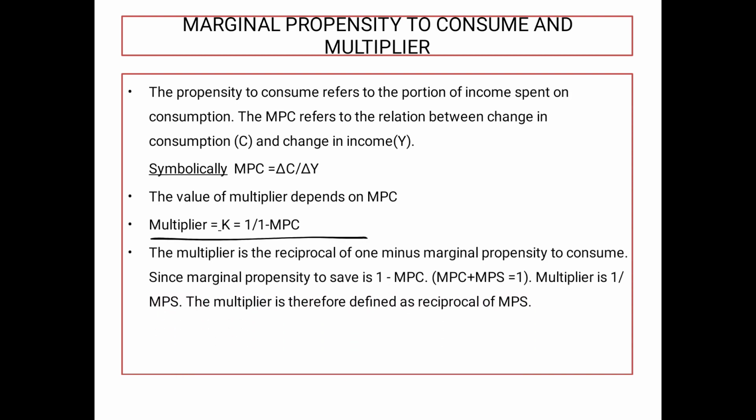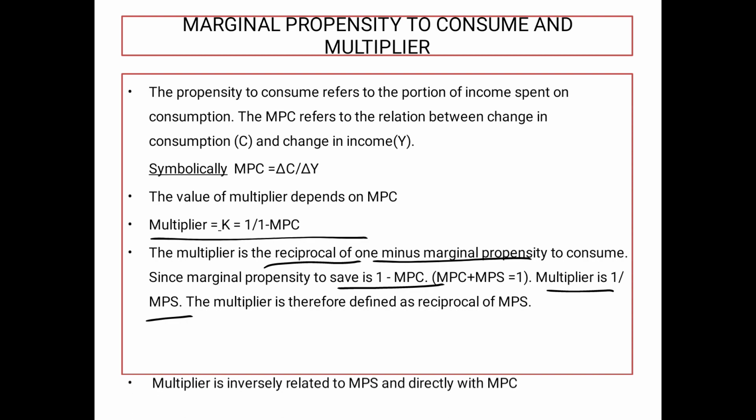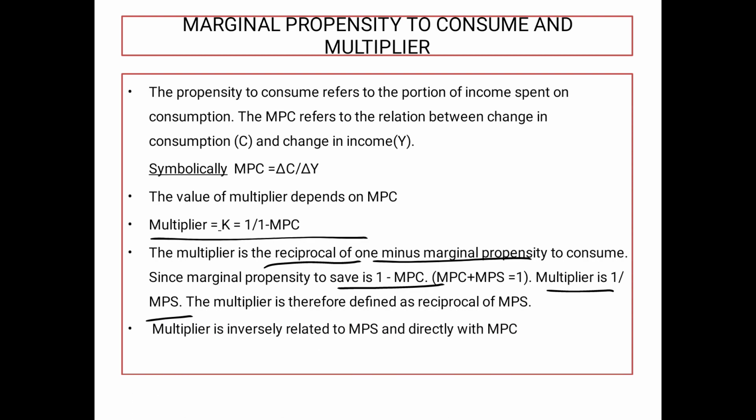The multiplier is supposed to be the reciprocal. What is a reciprocal? 1 divided by 1 minus MPC. So here the multiplier is 1 divided by MPS, savings also, because after consumption the rest comes as savings. So it is the reciprocal of MPS. So the multiplier is inversely related to MPS and directly related to MPC.